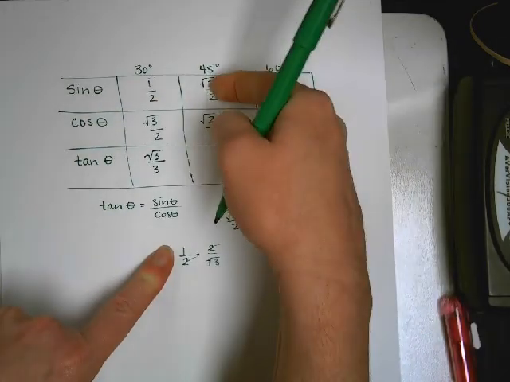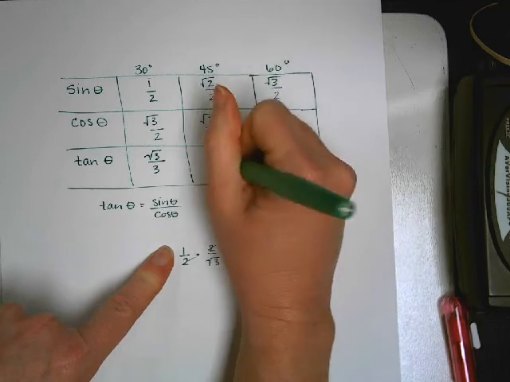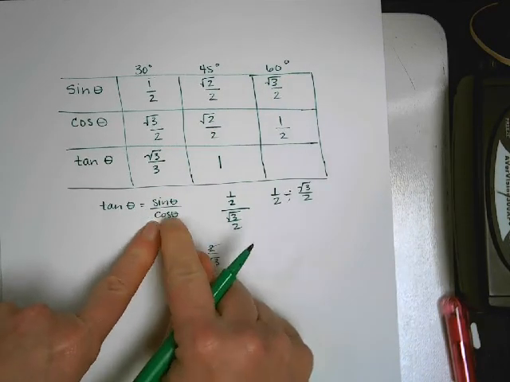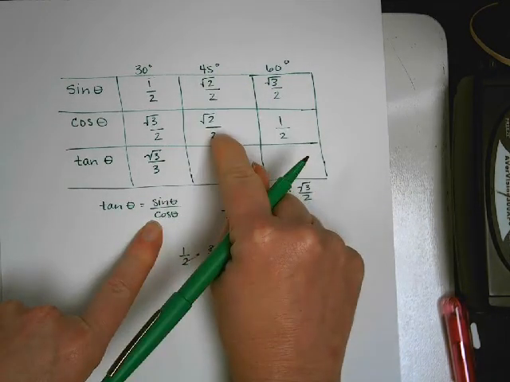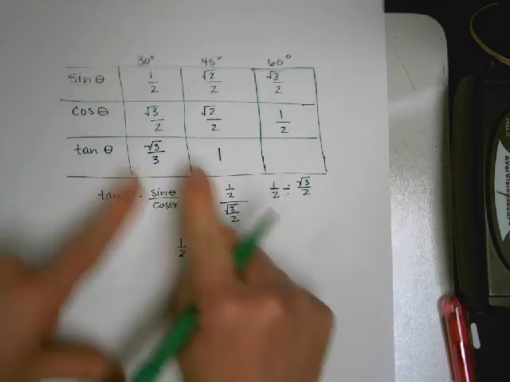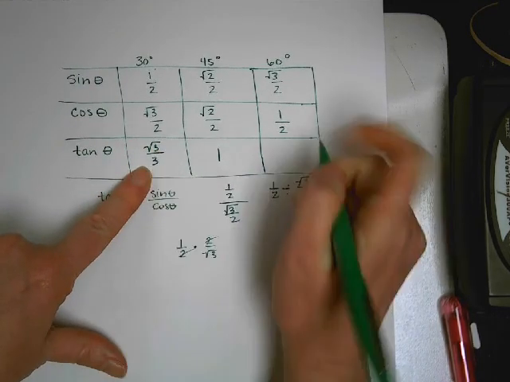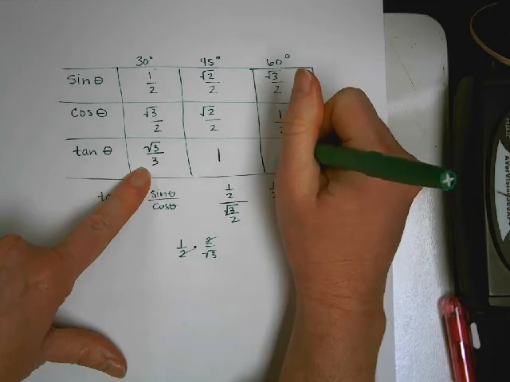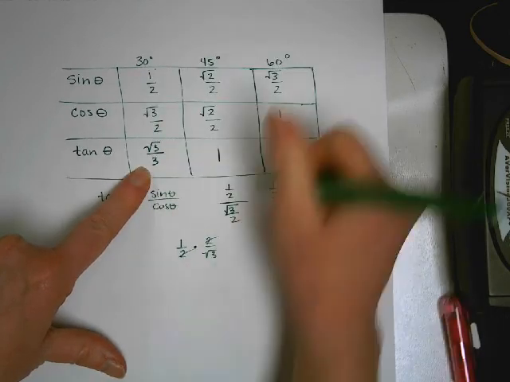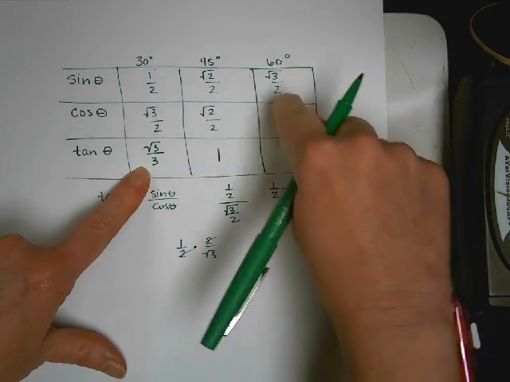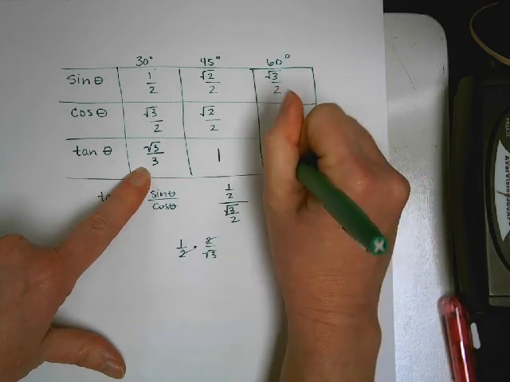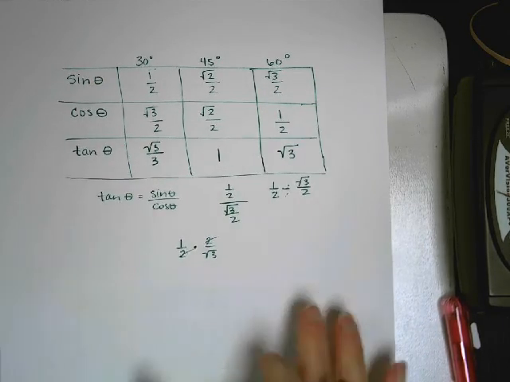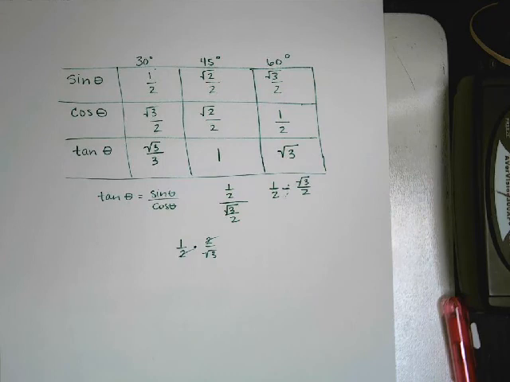Square root of 2 over 2 divided by square root of 2 over 2 is 1. So if I do sine over cosine, anything over itself is 1. And if this one is square root 3 over 3, then the reverse, because the triangle's flipped, it ends up being just square root 3. So I just make that table every time. So in case you've forgotten them or you didn't memorize them or whatever, you can just generate that table yourself.